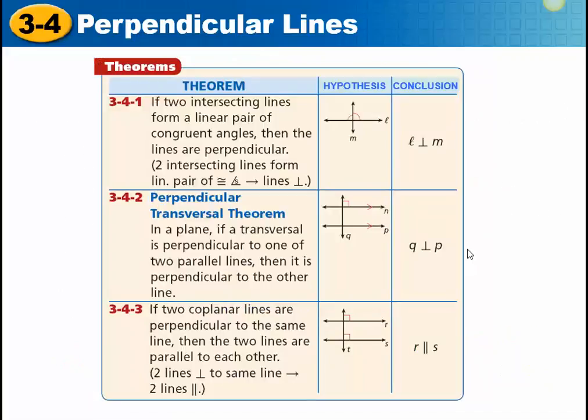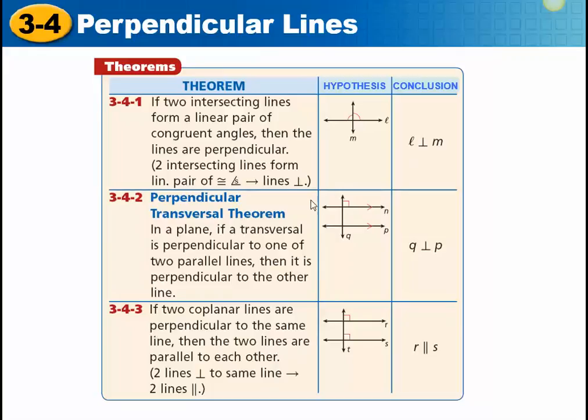Okay, we have some theorems in this section. The first one, Theorem 3.4.1, says that if two intersecting lines form a linear pair of congruent angles, then the lines are perpendicular. So let's look at that again. If you have two lines that intersect and they form a linear pair, so two angles right next to each other, that are also congruent. Well, if they're also congruent and a linear pair, they must both be 90. So that means then that you have perpendicular lines.